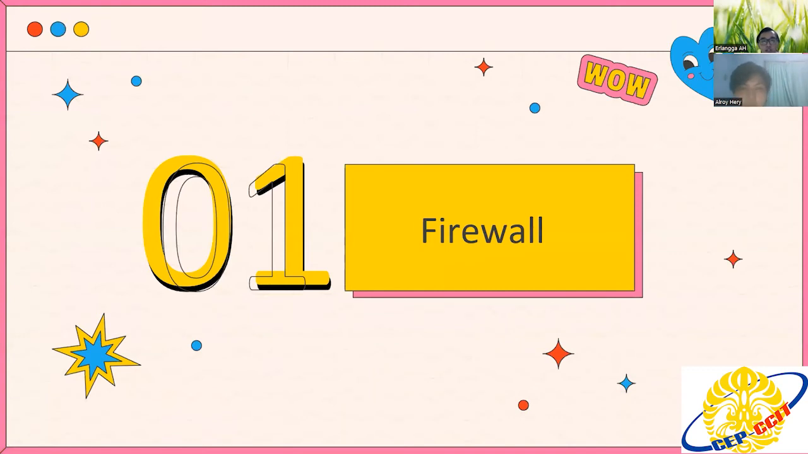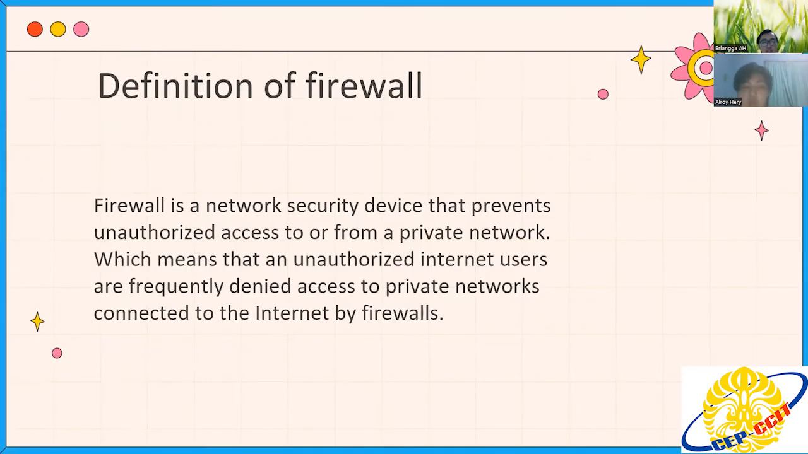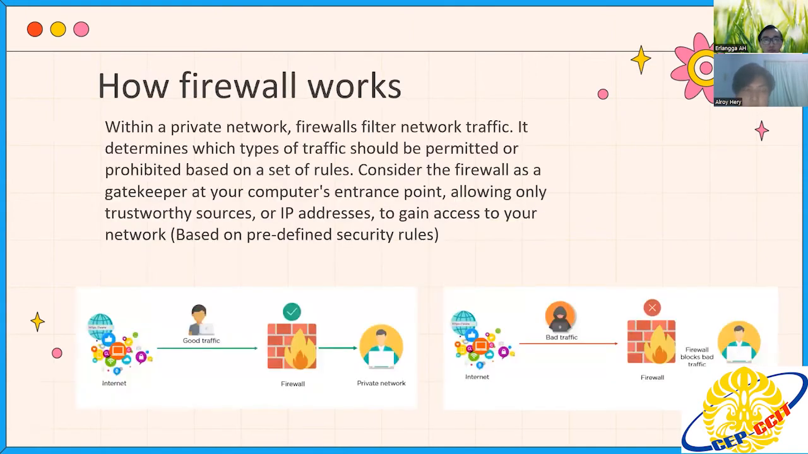First one is firewall. A firewall is a network security device that prevents unauthorized access to a private network, which means that unauthorized internet users are frequently denied access to private networks connected to the internet by firewalls. Second one is how a firewall works. Within a private network, firewalls filter network traffic. It determines which types of traffic should be permitted or prohibited based on a set of rules. Consider the firewall as a gatekeeper at your computer's entrance point, allowing only trustworthy sources or IP addresses to gain access to your network.